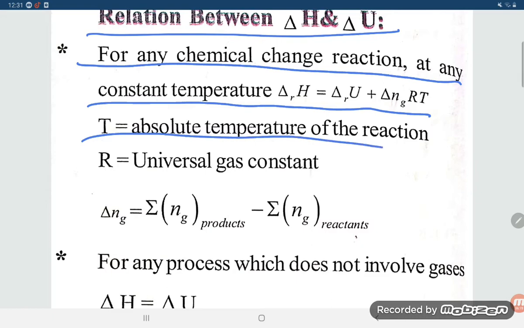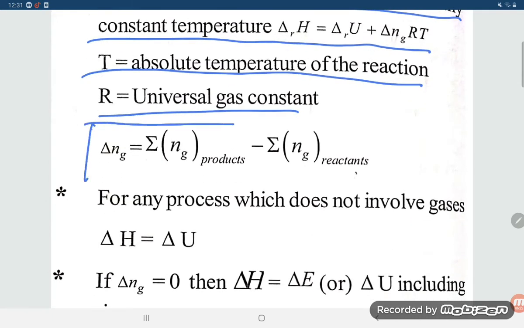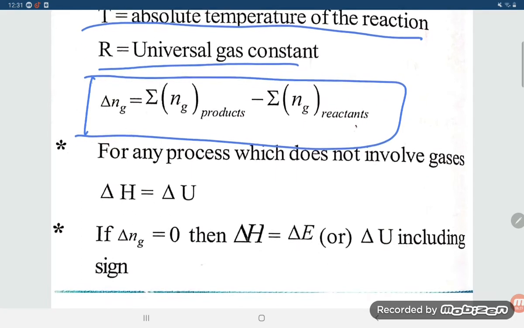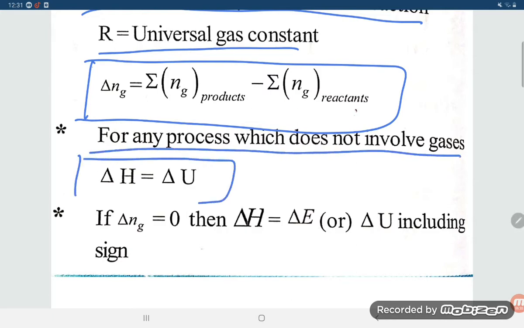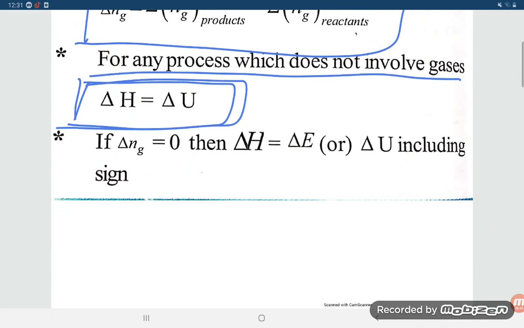T is the absolute temperature of the reaction, R is the universal gas constant, and delta ng means the number of gaseous products minus the number of gaseous reactants. For any process which does not involve gases, delta H is equal to delta U. If delta ng is equal to 0, then delta H is equal to delta E.